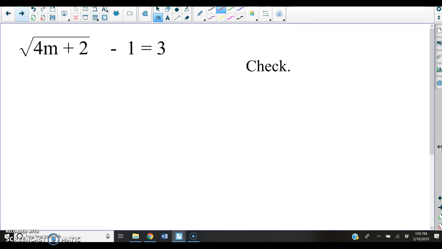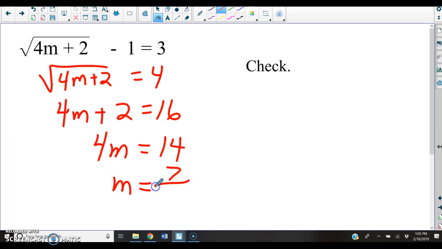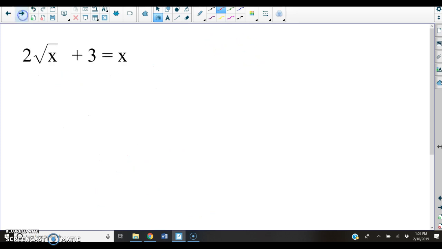Okay, another one. Move the 1 because we have to isolate first. Square both sides. Subtract the 2. Divide by the 4, and I reduced it right away, and check it. Sorry, that's a 7. When I check it, I'll have 14 plus 2 is 16. Square root of 16 is 4. 4 minus 1, yes, is 3.